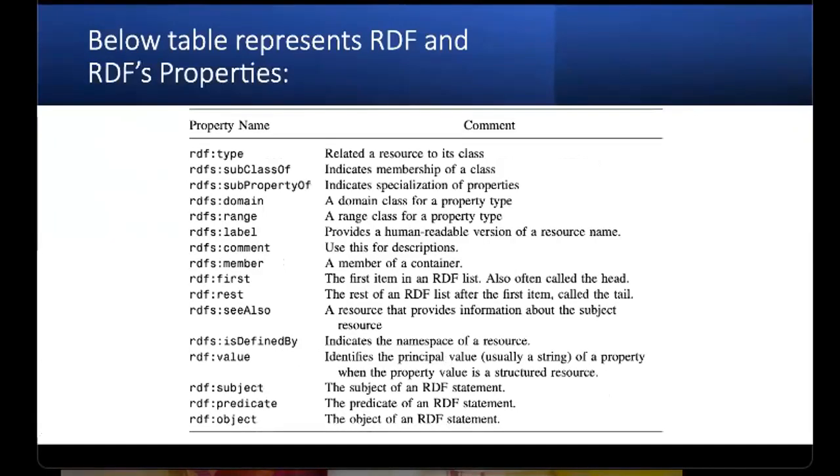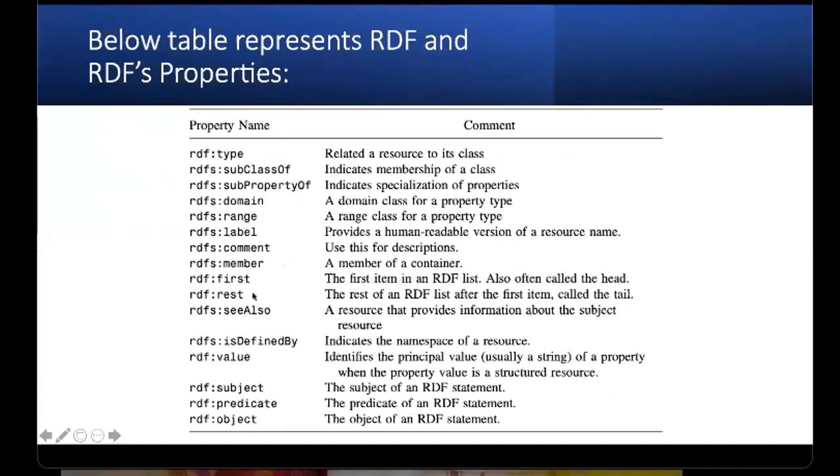This table represents RDF and RDFS properties. rdf:type relates a resource to its class. rdfs:subClassOf indicates a membership of the class. rdfs:subPropertyOf indicates specialization of properties. rdfs:domain states what domain this class of type. rdfs:range gives the class for a property type. rdfs:label provides a human readable version of a resource name. rdfs:comment is used for description.